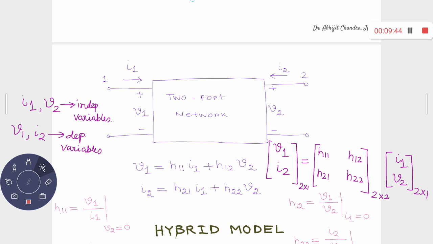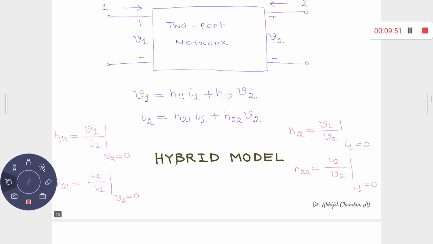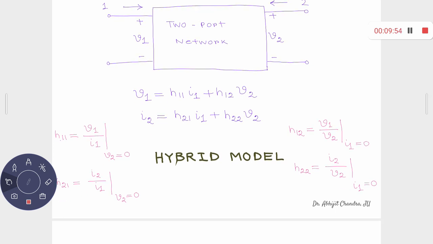Now if you take a look at the expression, how can we get H11? V1 is equal to H11 I1 plus H12 V2. So in order to find H11, what you need to do, this is nothing but the ratio of V1 and I1 when V2 is equal to 0. Because I1 and V2 are the two independent variables, you can use them, but not V1 and I2, which are dependent variables. So H11 is nothing but the ratio of V1 upon I1 with V2 equal to 0.